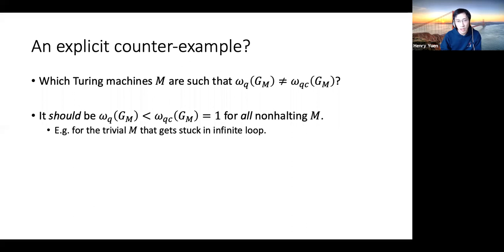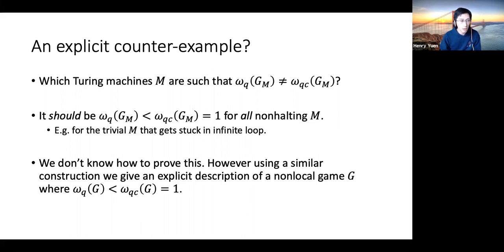And what we believe is, for example, if you take the Turing machine that just trivially gets stuck in an infinite loop, the commuting operator value of this game should be 1. We know that the tensor product value of the game is at most a half. That's what we proved. But we don't know how to reason about its commuting operator value. But we think for any non-halting M you come up with, this should be the case.